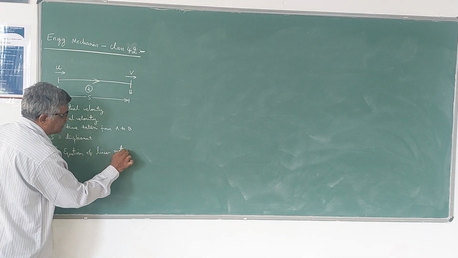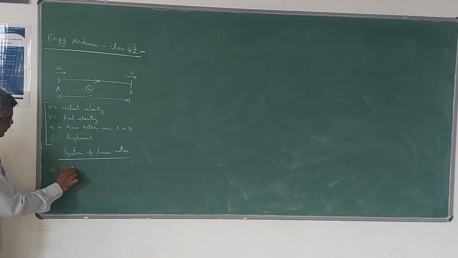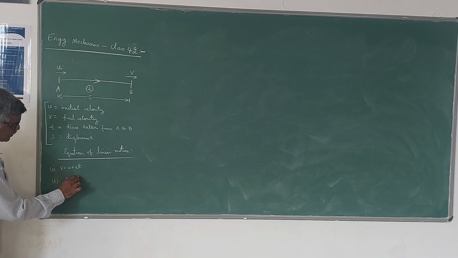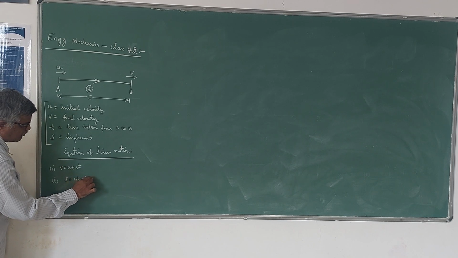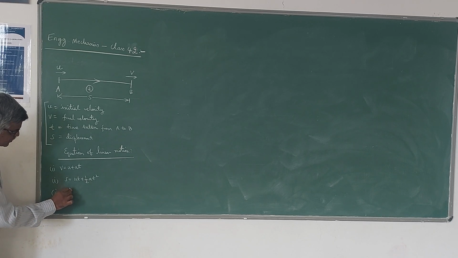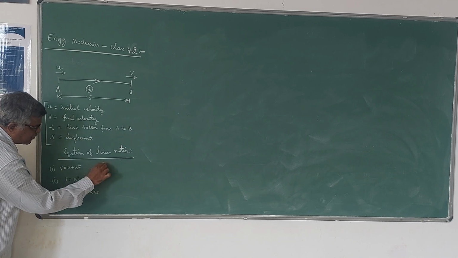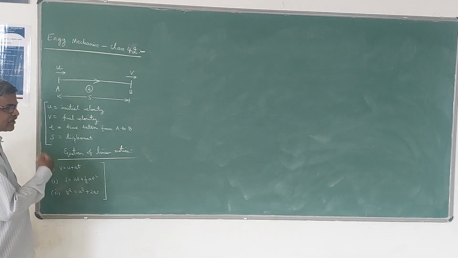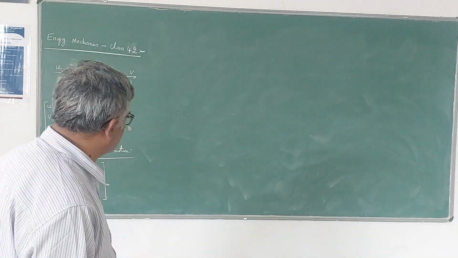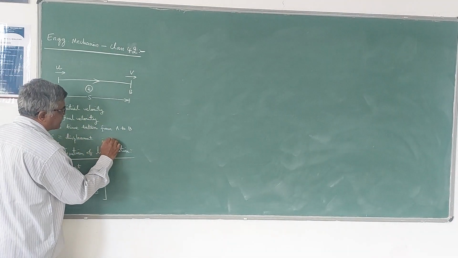The first equation is v is equal to u plus at. Second equation, s is equal to ut plus half at square, and third one, v square is equal to u square plus 2as. So these are the three important equations. In the examination, they can ask the question, derive the three fundamental equations of linear motion. Here, please note that a is the acceleration.